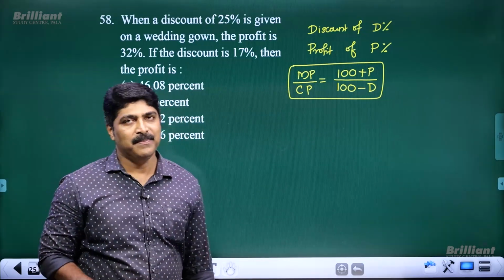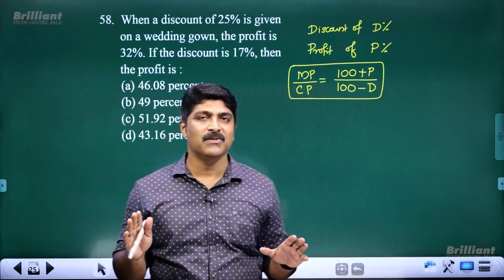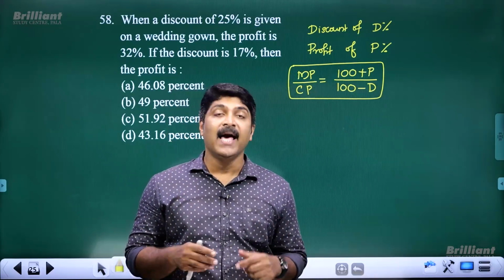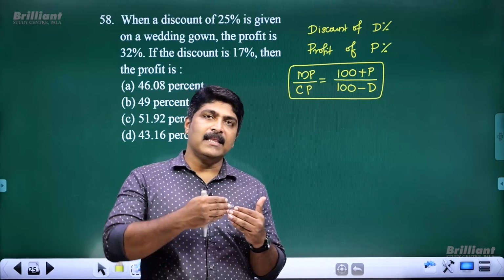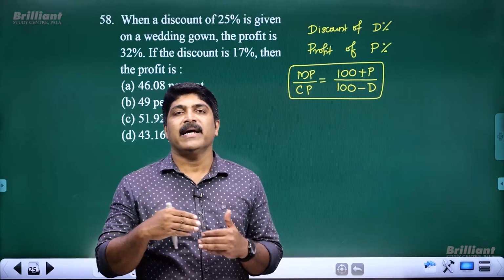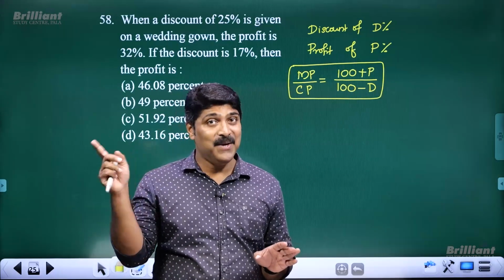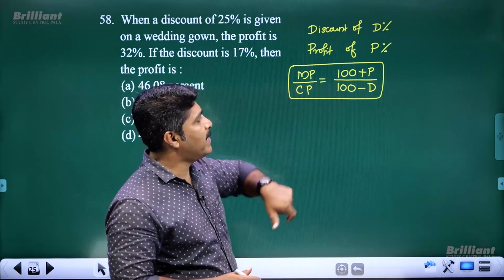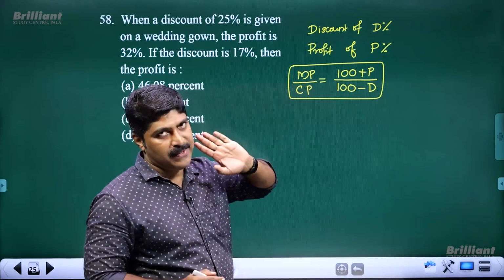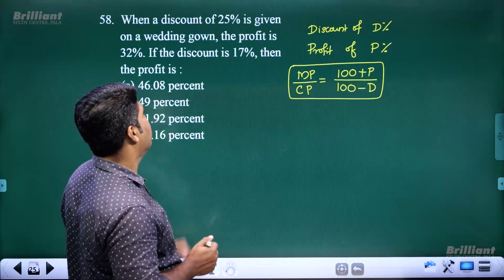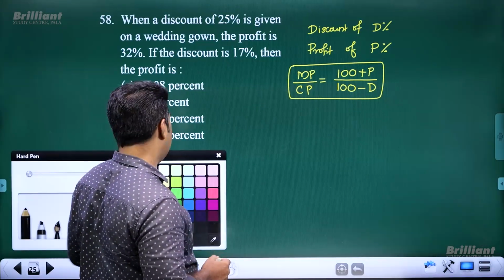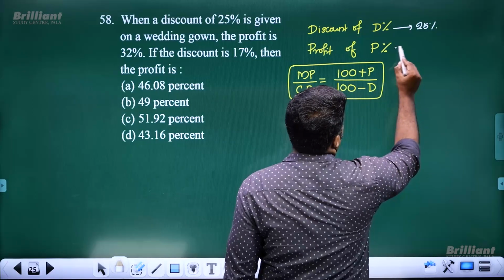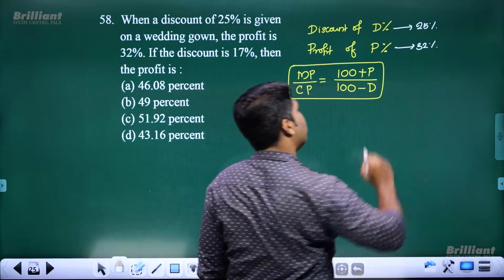So understand the situation. A merchant offered a certain percentage of discount, even though he gained a certain percentage. How did it happen? He marked the price of the product a little higher than the actual cost price. Then he offered a discount. That's why he made such a profit. So the relationship between marked price and cost price we can find with the help of this result. Coming to our data, here the discount percentage is 25, but a profit of 32%.